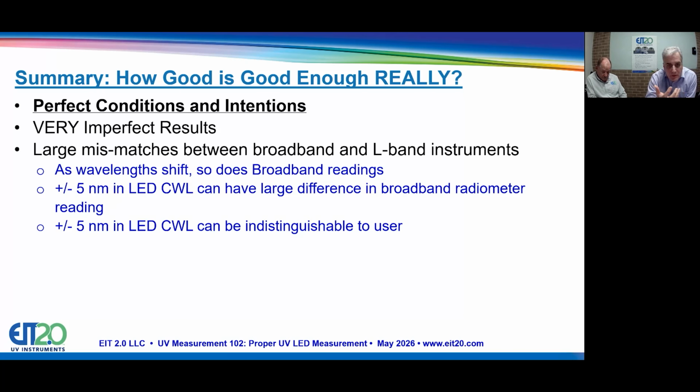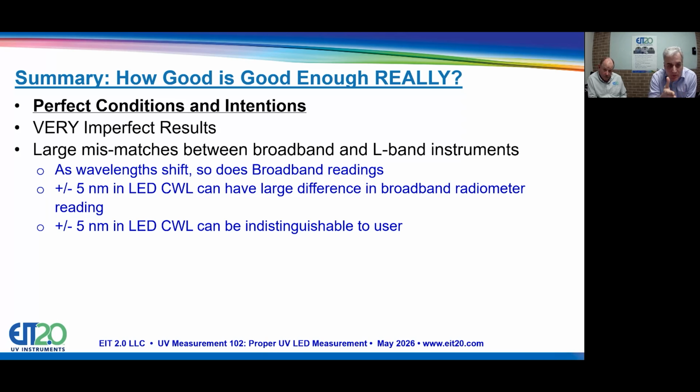The wavelengths shift around a little bit, which greatly affects the broadband readings. Hence, the L band readings, or the LED band readings, were made so that these LED shifts weren't going to affect the readings so dramatically as they would with the broadband. So this plus or minus 5 nanometers in center wavelength should be kind of negated for accuracy and precision for the LED bands versus the mercury bands.